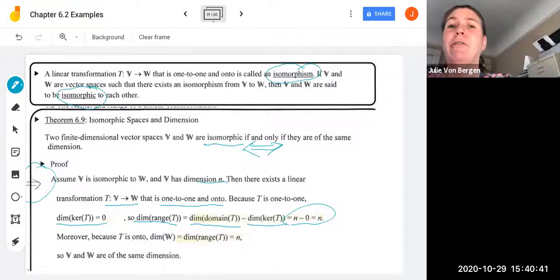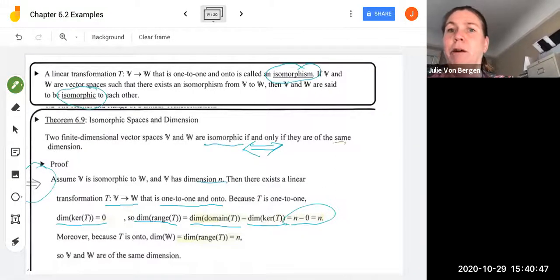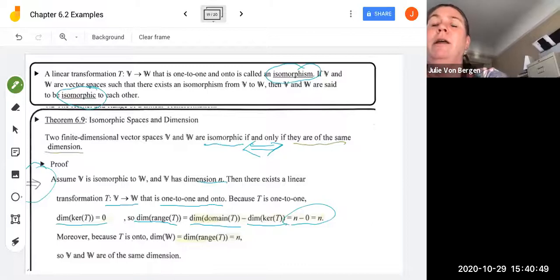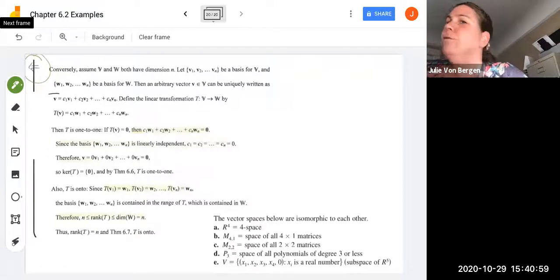So now we have to go the other direction. Now we have to assume that V and W are the same dimension, and then we have to show that they are isomorphic to each other. And so this is the backwards direction. Sorry, the font's a little small for me to squeeze everything in here. So now we're going to assume V and W both have dimension n.